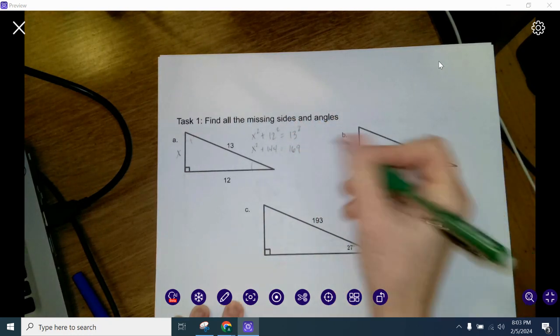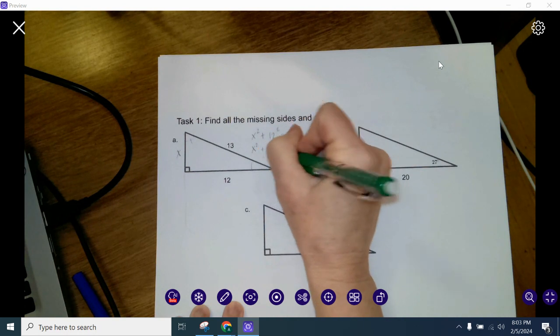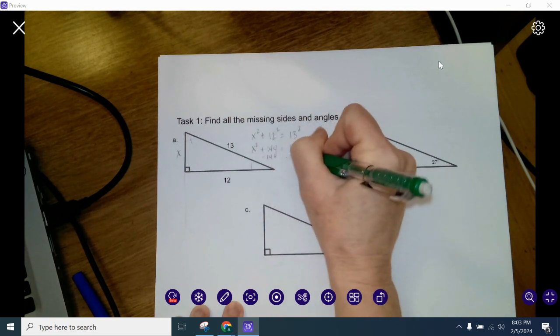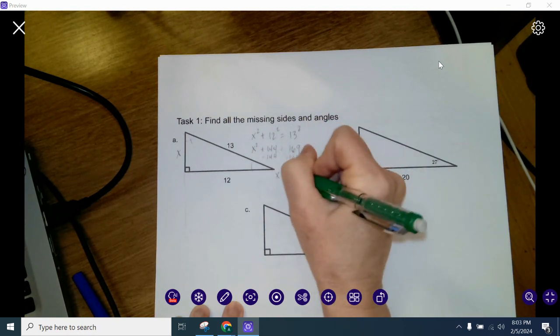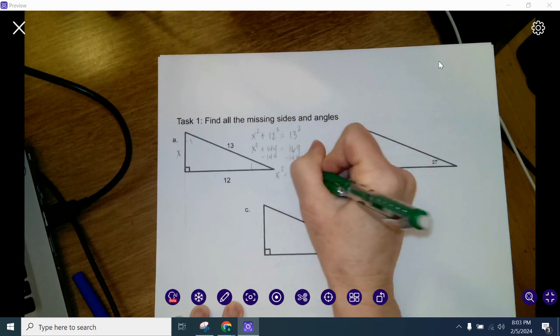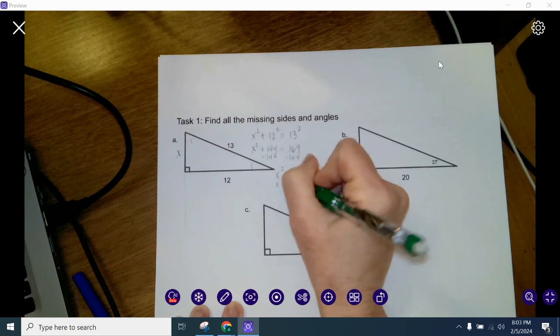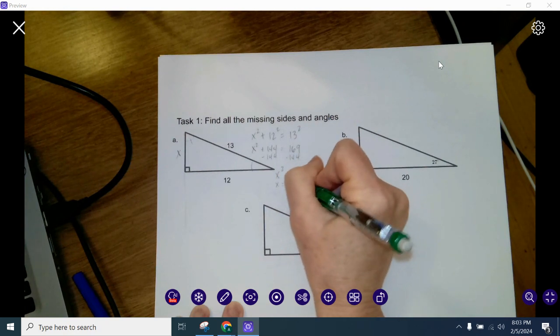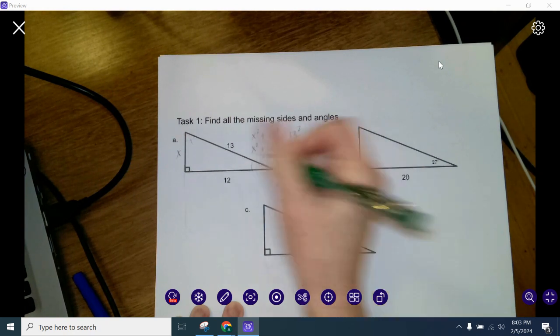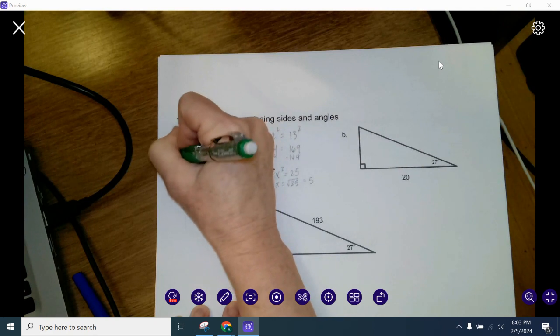I'm then going to subtract 144 from both sides to get the x squared by itself. And that gives me 25. And then I need the square root of 25. X is equal to the square root of 25, which of course is 5. So this side is 5.